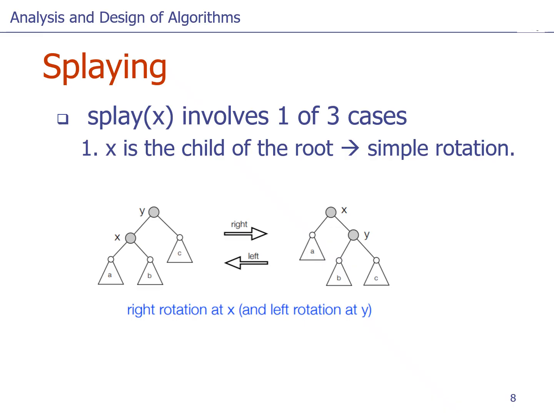X became the root. X is what I'm interested to display. And since it's the child of the root, I will rotate it through the root, which means I will bring the root down and bring X up.